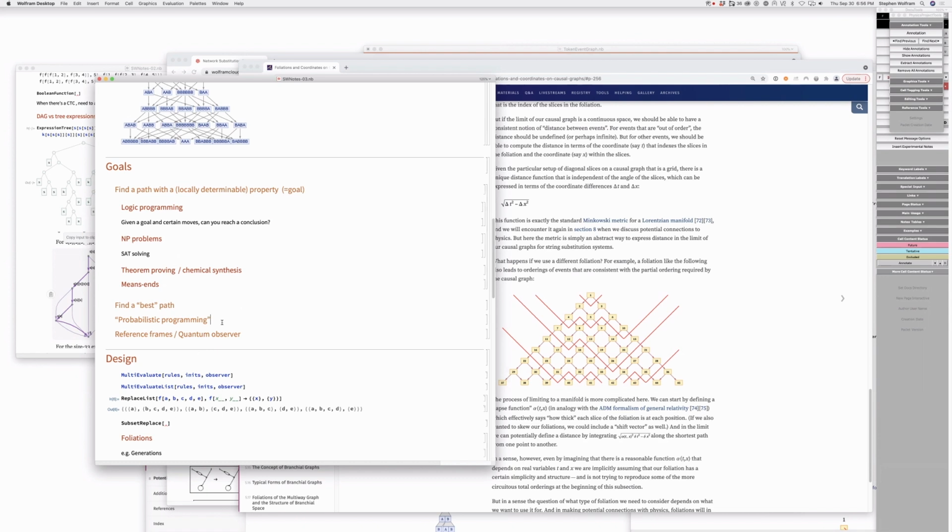I mean, this is still... Well, look, I think it's probably worthwhile to look a little bit more at these goals.